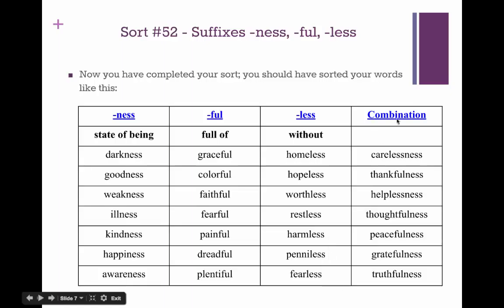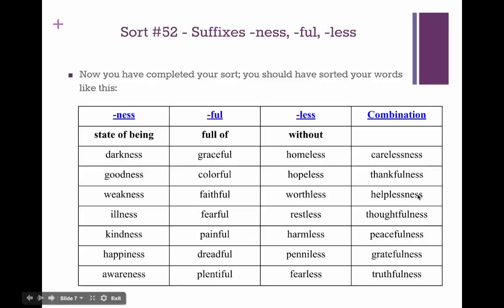All right, and then you have the combination of suffixes. So when you're adding more than just one, you have carelessness, thankfulness, helplessness, thoughtfulness, peacefulness, gratefulness, truthfulness. And remember, when you add two on there, you have to consider the definitions or the meanings of each one of them. So let's look at helplessness.